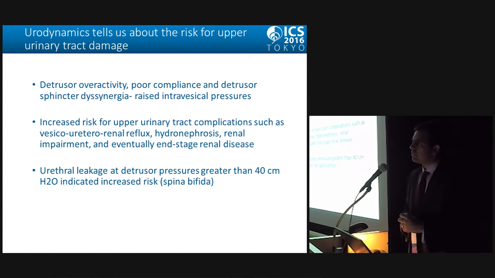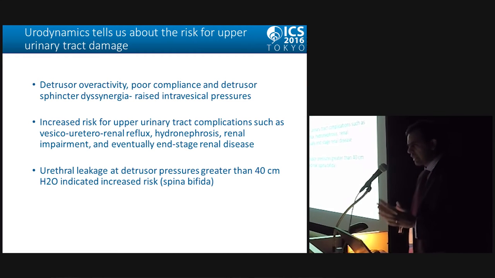Now, the other area where video urodynamics is extremely important is that it tells us about the risk for upper urinary tract damage. We heard about what raised detrusor pressures can do. As a result of detrusor overactivity, poor compliance, or dyssynergia, the pressures rise. What happens when the pressures rise is there is then an increased risk for upper urinary tract complications: reflux, hydronephrosis, renal impairment, and end-stage disease.